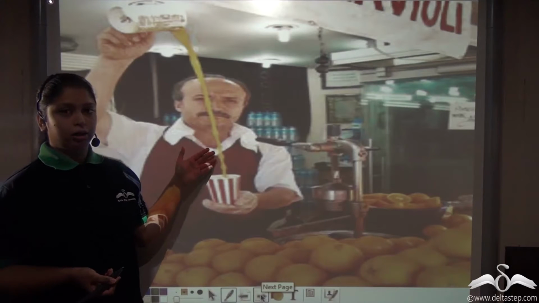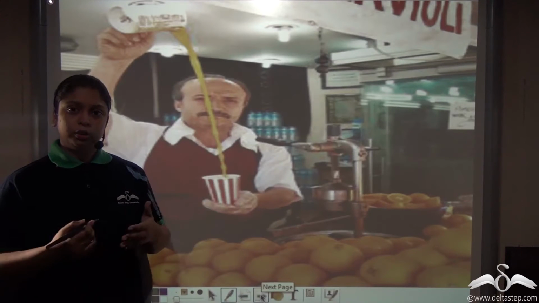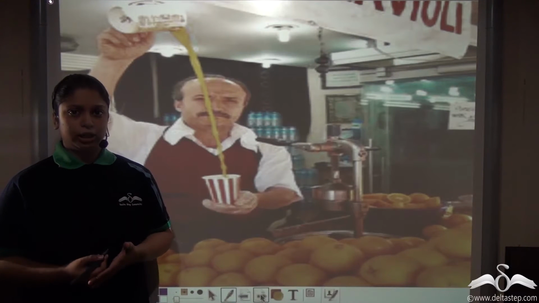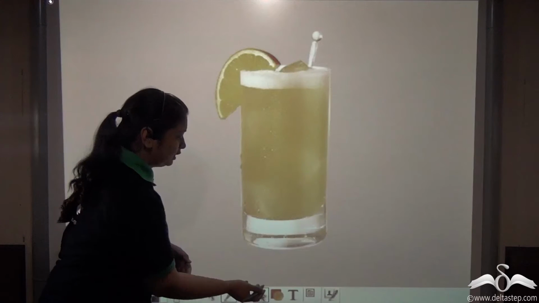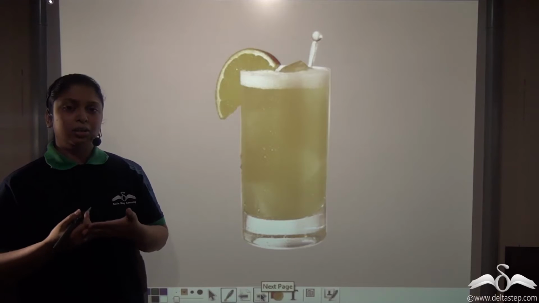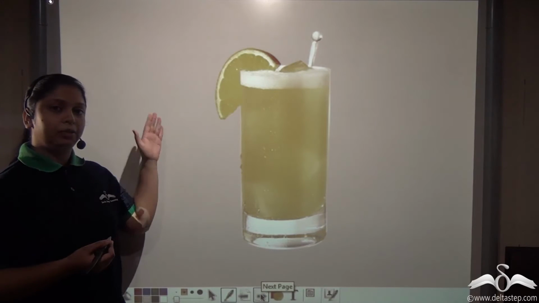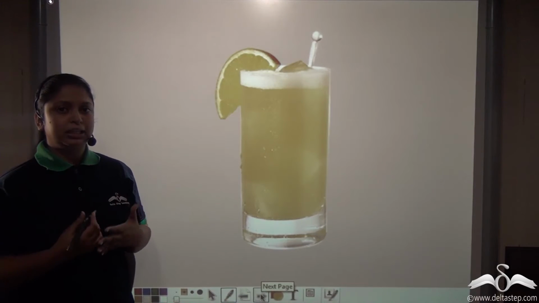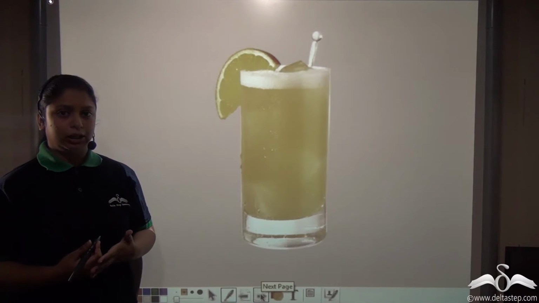So the vendor mixed some water with the previous juice and gave it to Rihanna. To her surprise, the fresh juice was less sweet and tasted dilute as compared to the previous one, which was very sweet and felt like concentrated.